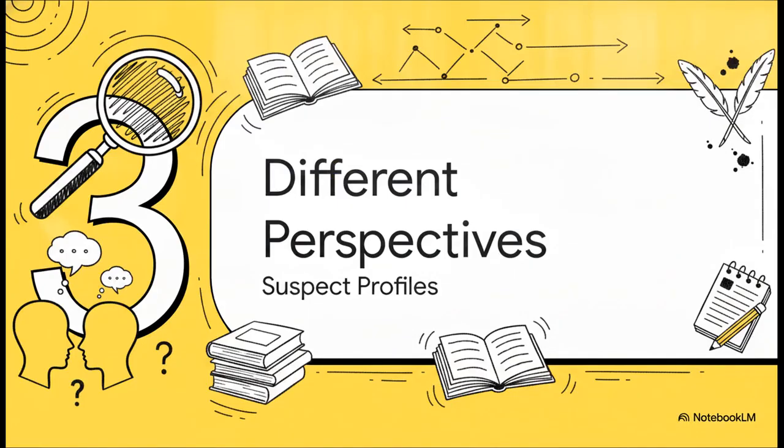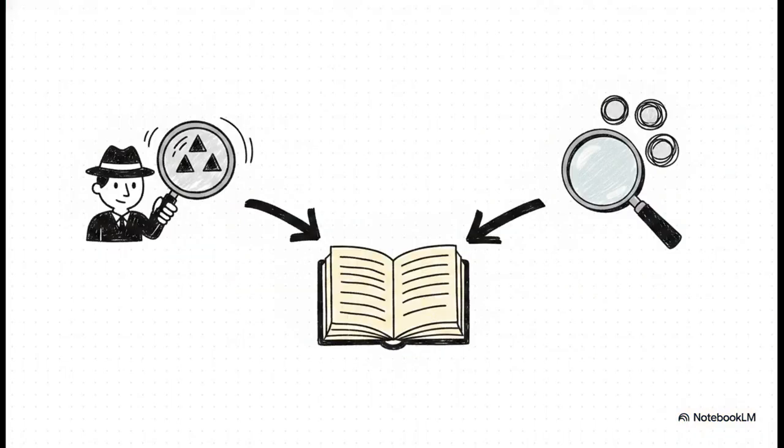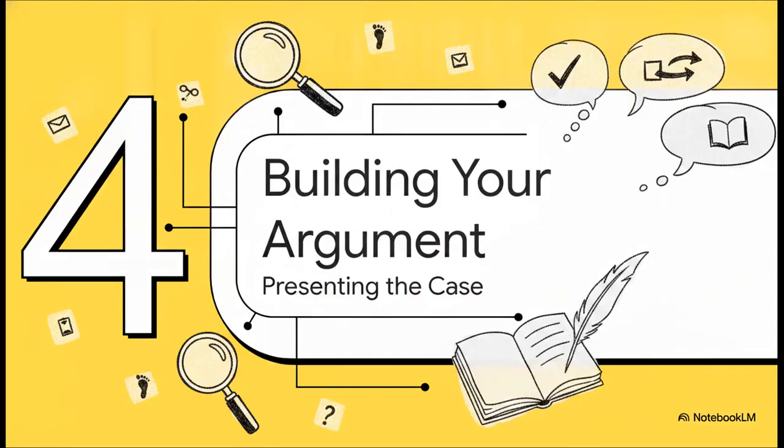Section 3. Analyzing different perspectives. Suspect profiles. What happens when you have 2 authors writing about the exact same event? Author A might emphasize a very specific set of evidence to support their interpretation and make their side look great. But then, author B uses entirely different facts to advance a contrasting interpretation. Your job as an investigator is to interrogate those sources and spot exactly how authors manipulate evidence to shape their unique perspectives.